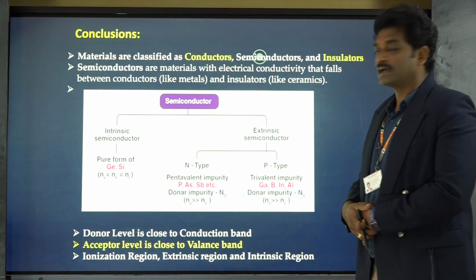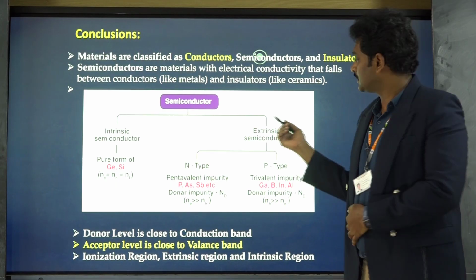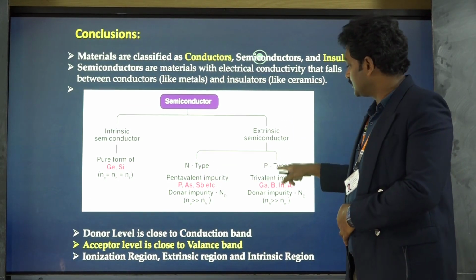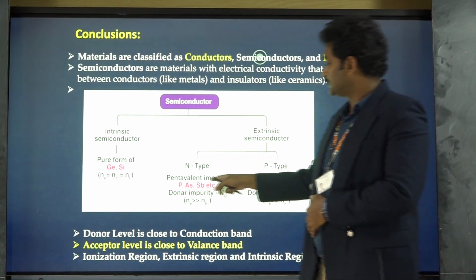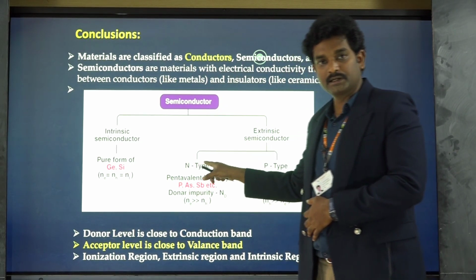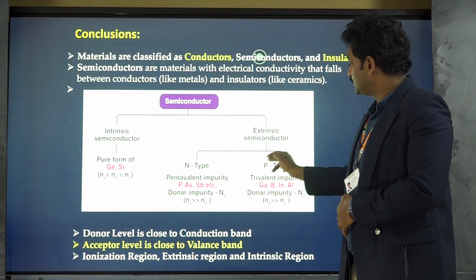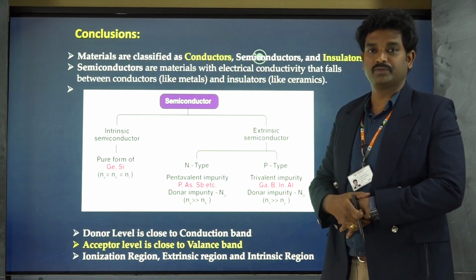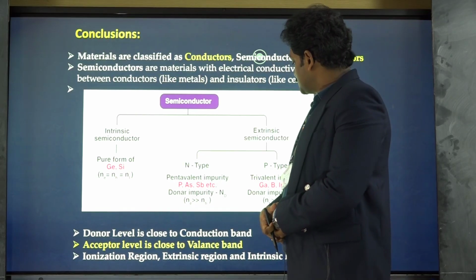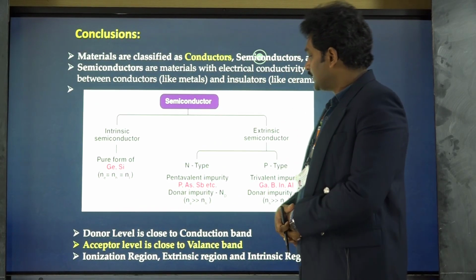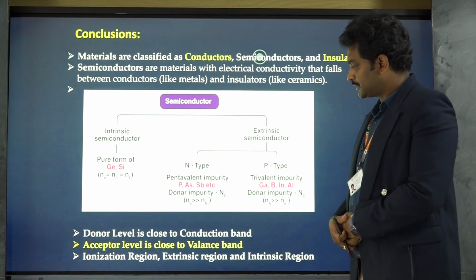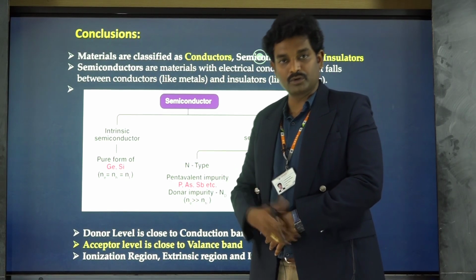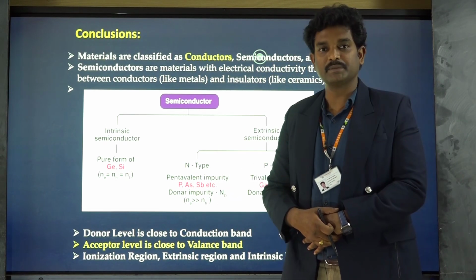The second class of semiconductors are extrinsic semiconductors. How are extrinsic semiconductors produced? By doping with a pentavalent impurity or a trivalent impurity. By doping with a pentavalent impurity, we get n-type semiconductors because of the fifth extra electron. By doping with a trivalent impurity, we get a p-type semiconductor because of the vacant space of one electron. The donor level is close to the conduction band in the n-type semiconductor, and the acceptor level is close to the valence band in the p-type semiconductor. And we have also discussed how the number of electrons varies with temperature in an extrinsic semiconductor.